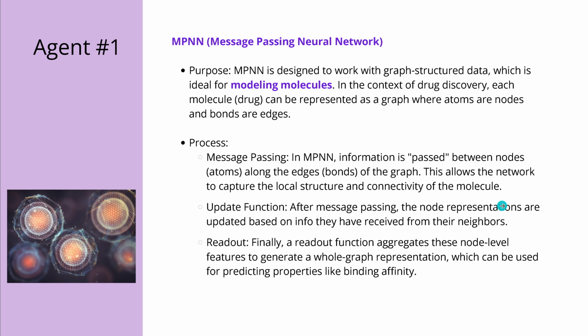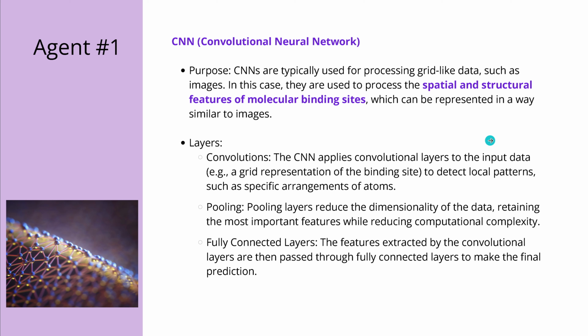After the message passing, the node representations are updated based on the information they received from the neighbors. And finally, we aggregate the node-level features to generate a whole-graph representation, which can then be used to predict properties like the binding affinity. Great. Now, we will use a combination of both of these with a convolutional neural network.